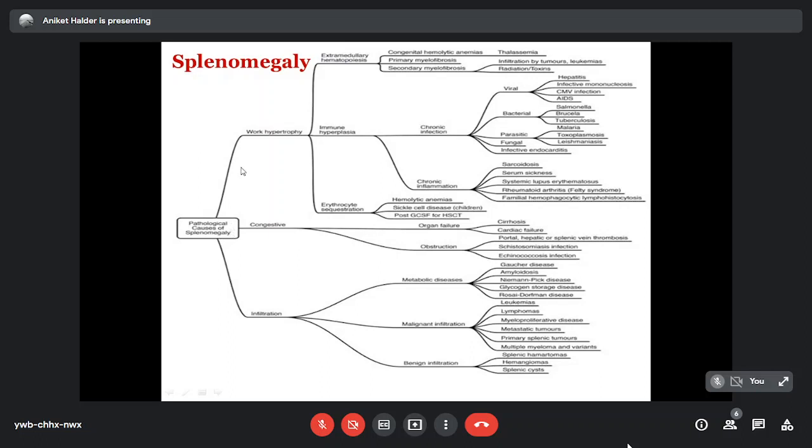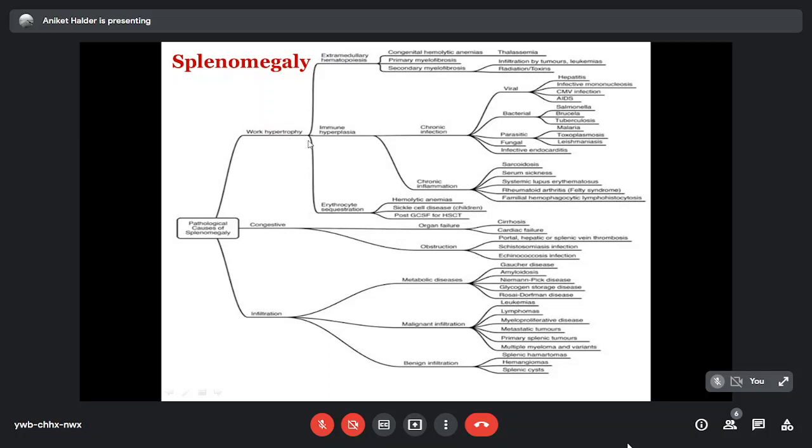The splenomegaly can also be due to work hypertrophy. This work hypertrophy can be due to immune hyperplasia, which is seen in different chronic infections and chronic inflammation, where there is increase in the white pulp of the spleen, and this can be due to different viral, bacterial, or parasitic infections. It can be also associated with chronic inflammation like sarcoid, like SLE, rheumatoid arthritis, or in different lymphohistiocytosis.